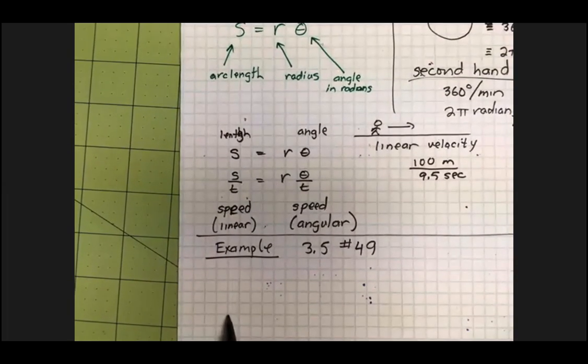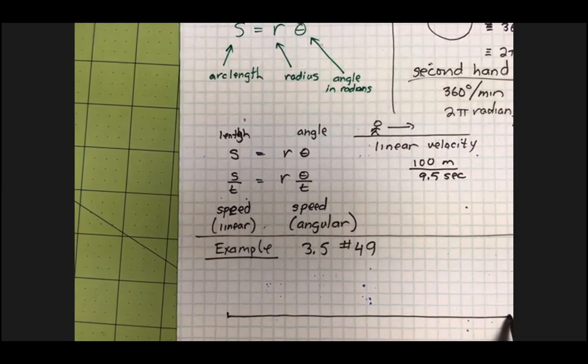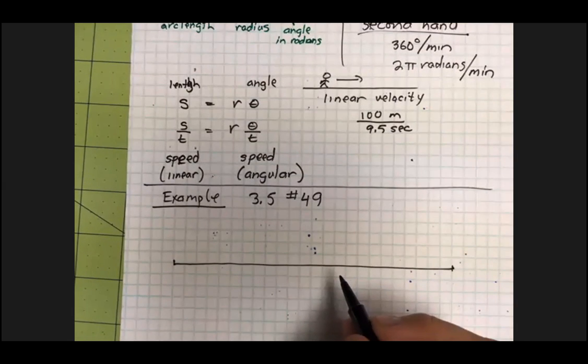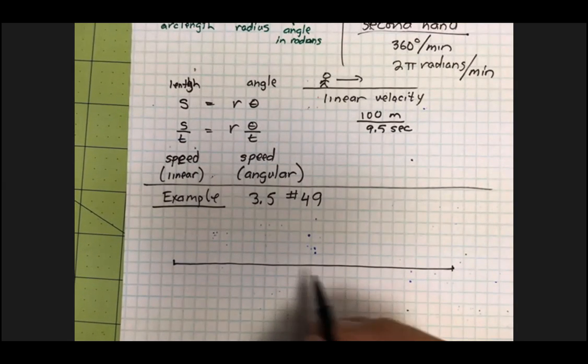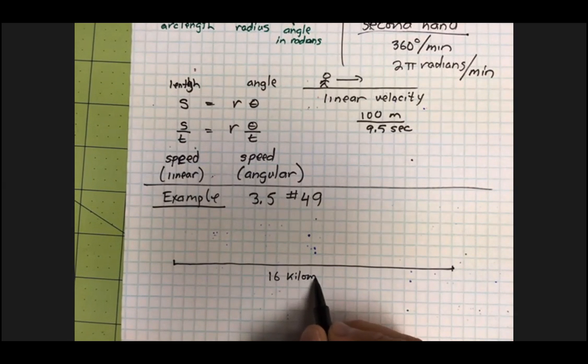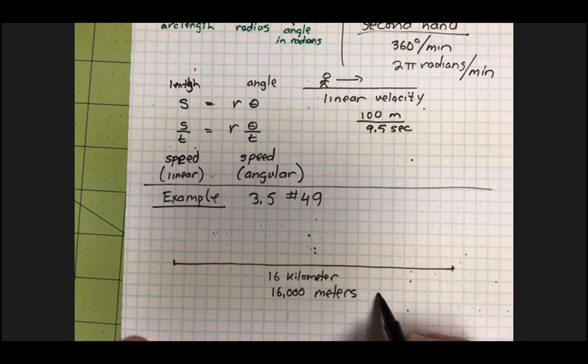I am not drawing this to scale, but let's say this distance right here is the distance the woman rode the bike, which was 16 kilometers. That is, a kilometer is 1,000 meters. So it's 16,000 meters. And she did that in 1 hour.